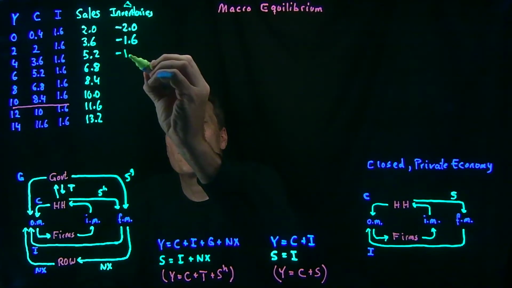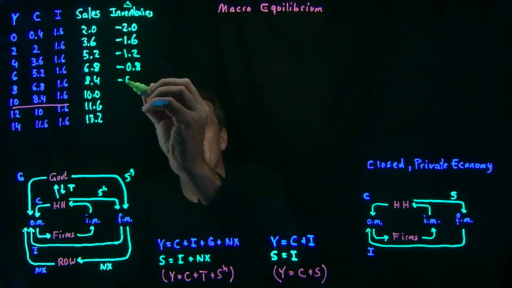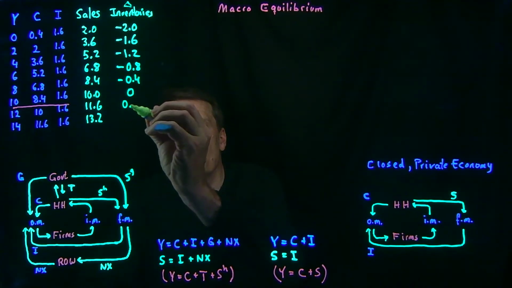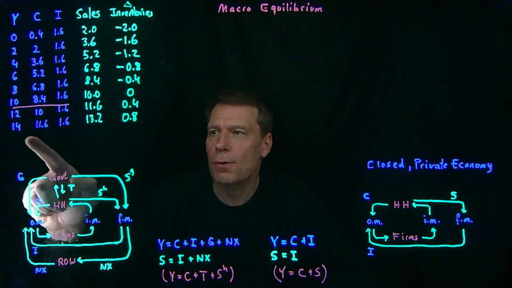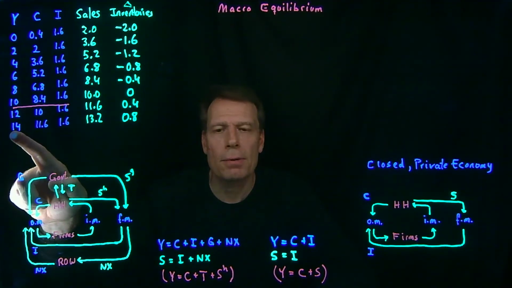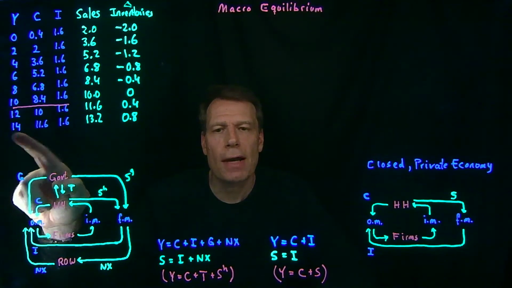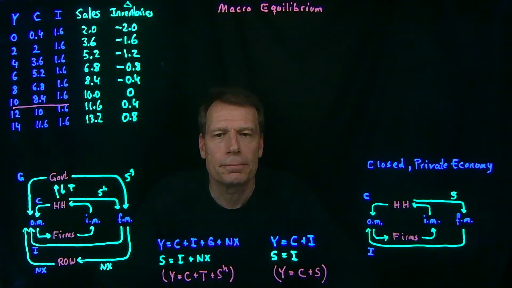And we can fill out the rest of the table. We get minus 1.2, minus 0.8, minus 0.4, 0, 0.4, and 0.8. So in the last row of the table, 13.2 billion of sales are happening in the marketplace and 14 billion are being produced. So that must mean that inventories are actually building in because all the production isn't being sold.